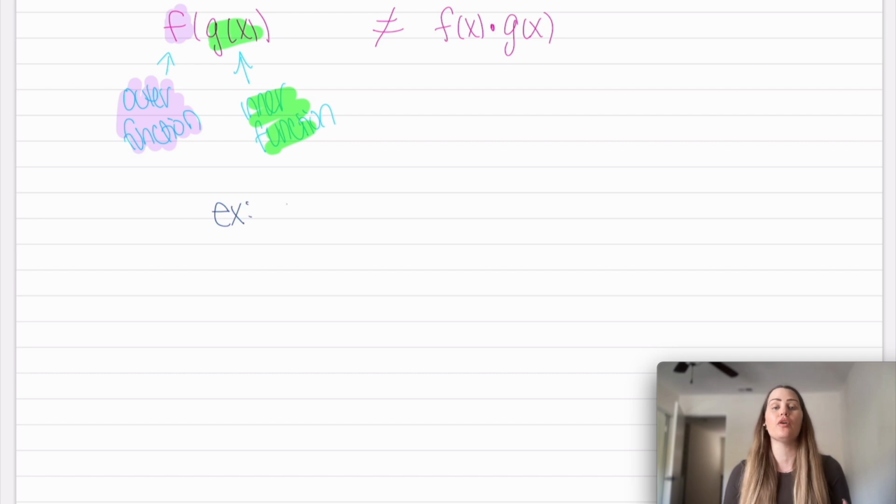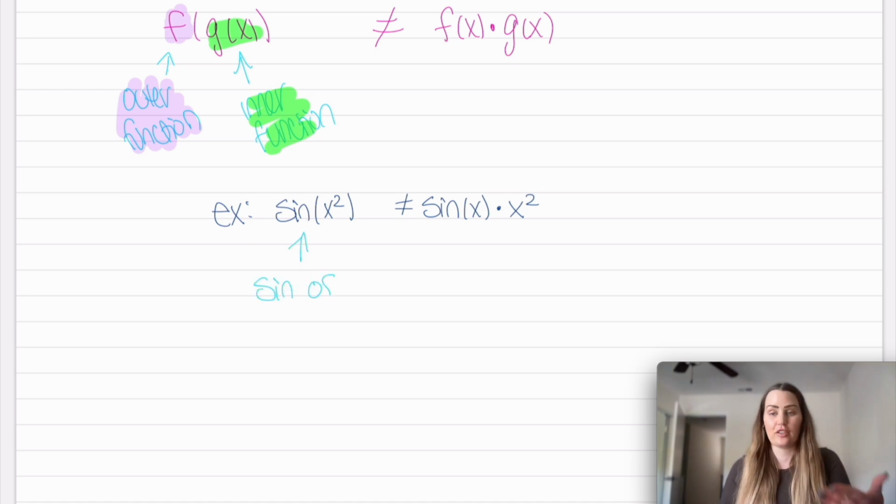So for example, when I'm looking at a trig function like sine, this is sine of x squared. So the x squared is inside of the sine function. That first chunk is not saying sine times x squared. This is sine of x squared, whereas the example on the right is sine x times x squared. So the first one is a composite function, and the next one is two functions multiplied together.